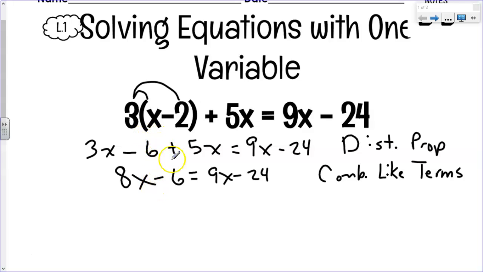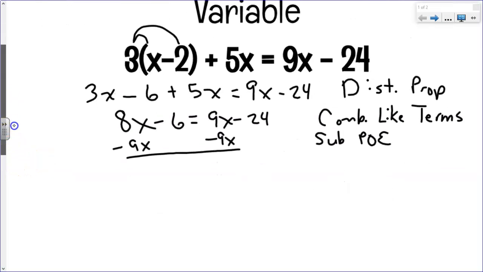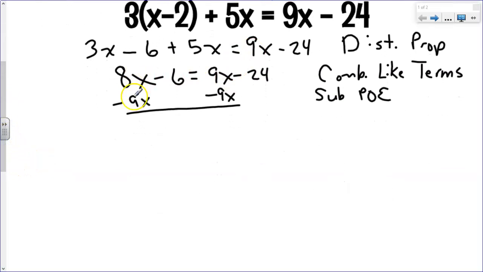All right, now we are going to get our variables on one side and our constants on the other one. So we're going to subtract 9x, and that would be the subtraction property of equality. So 8 minus 9 is negative x. We have the minus 6. 9 minus 9 is 0. And we bring down the negative 24.